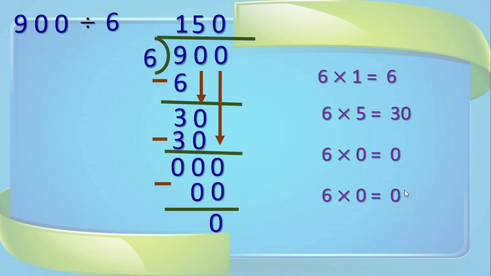Right? Now, see this. The answer is 150, not 15, because this 0 in the unit place has a value, and 9 is in the hundreds place. Got this, children? Here the quotient is 150, the divisor is 6, the dividend is 900, and the remainder is 0. Okay?